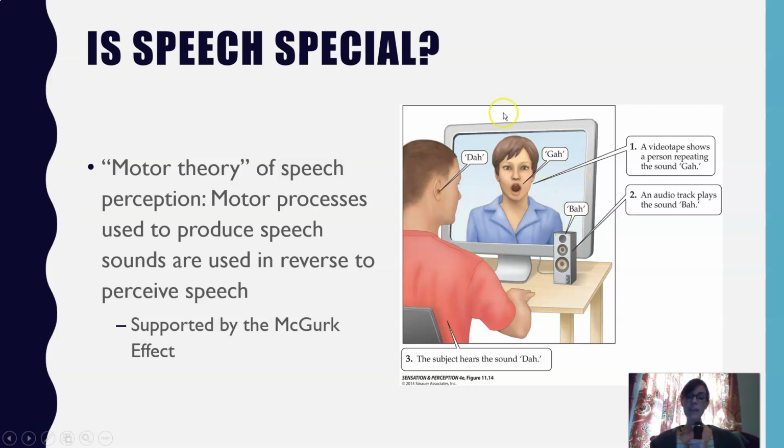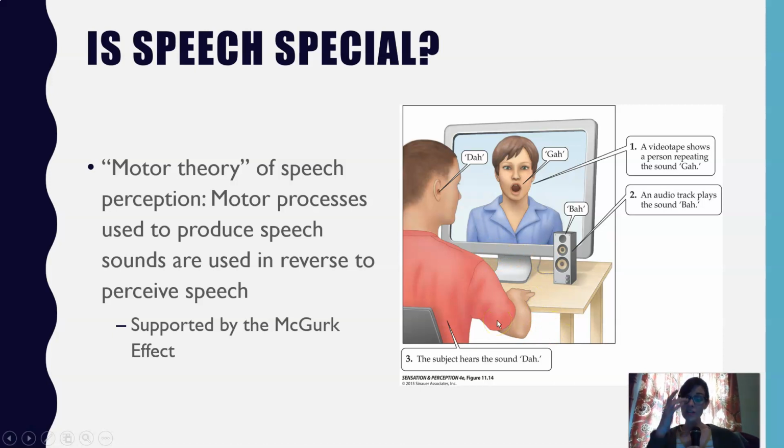We have a visual image of somebody producing the mouth movements for the word ga, ga, ga. Remember when we talked about the different areas where these are placed, the sound ga is produced at the back of the soft palate. So it's at the very back of the vocal tract. At the same time that this person is visually saying ga, they are getting a speaker that is playing auditorily ba. So ba is at the front, ga is at the back.